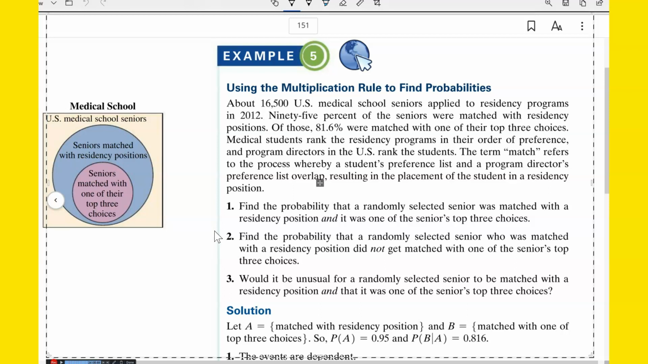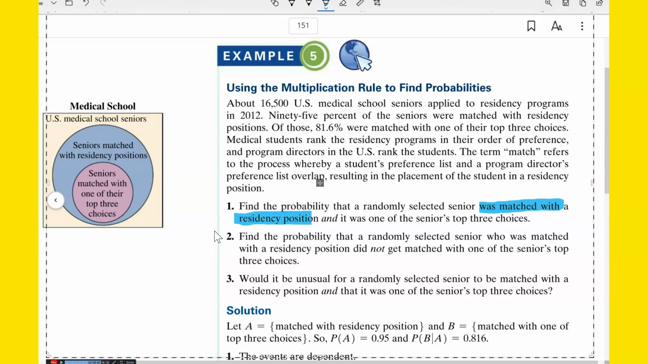Find the probability that a randomly selected senior was matched with a residency position and it was one of the senior's top 3 choices. Okay, so we're talking about he was matched with the residency position. That's first of all. What's the probability that he was matched with a residency position at all? 95% of the seniors were matched with residency positions. So 0.95.